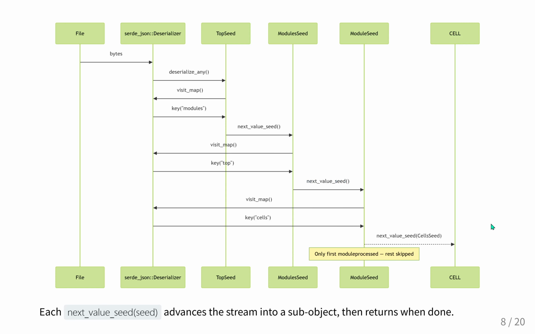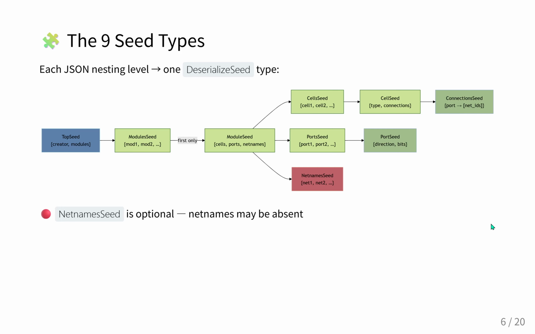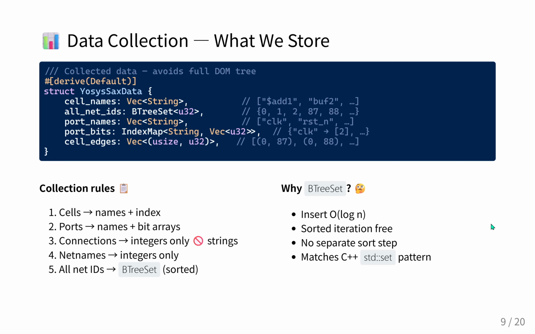Yeah, let's look at what they actually kept off the belt. Okay, so for the cells, they only keep the cell names and an index number. For ports, they keep the names and their bit arrays. For connections and net names, they strictly keep the integer IDs. Right, they actively throw away those string constants, the tied-off signals, so they never even enter the computer's memory. Boom, into the trash. And finally, they take all the net IDs, so every single wire connection, and store them in a specific data structure called a B-tree set.